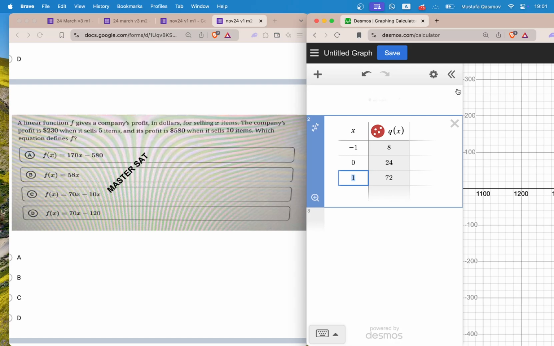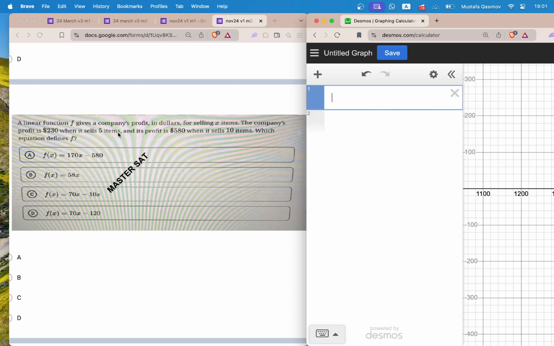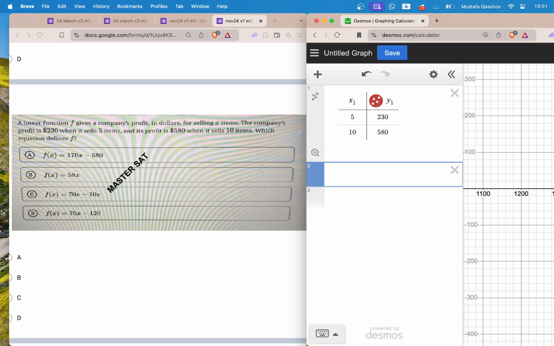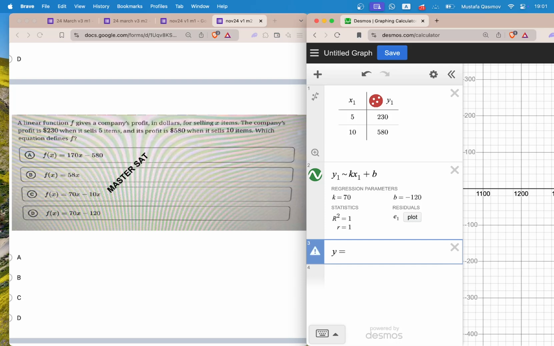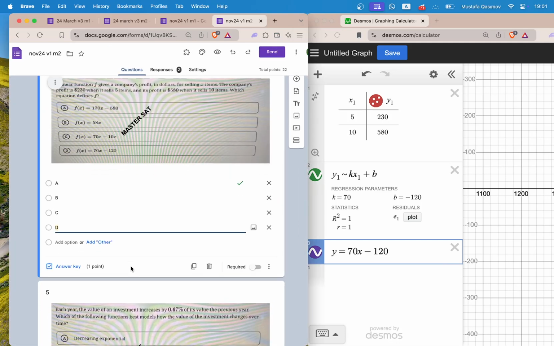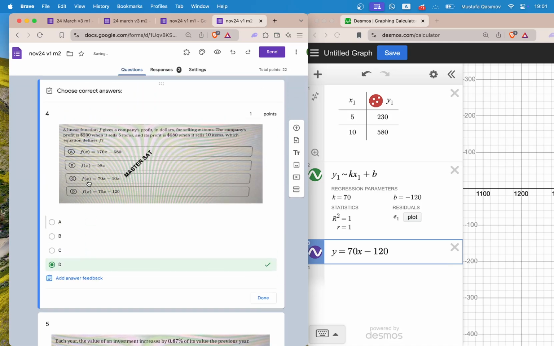Here we have to just find a line which passes through (5, 230) and (10, 580). Let's create a table. I am writing 5 and 10 here because x is items, and here it says 5 items and 10 items. And I am writing 230 and 580 here because y represents dollars, USD. Then let's write y1 is equal to kx1 plus b. Then it will be y is equal to 70x minus 120. I think I wrote the wrong answer here. Okay, I wrote A. It is D.